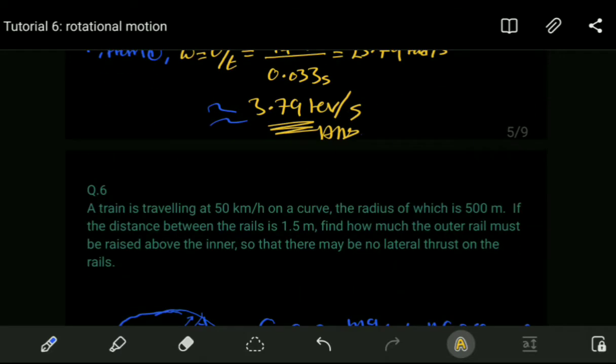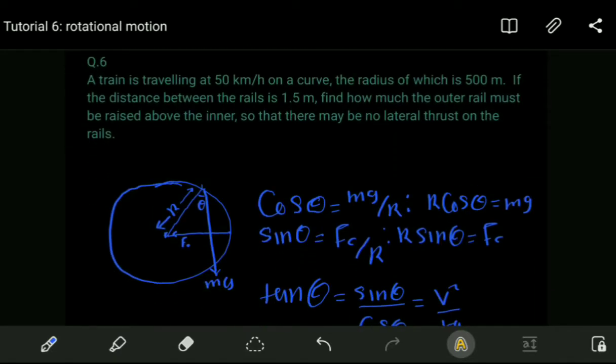Okay, so now question 6 here, we have this train traveling at that speed on a curve of radius 500 meters, and the distance between the rails is 1.5 meters. So we need to find how much the outer rail must be raised above the inner so that there may be no lateral thrust on the rails.